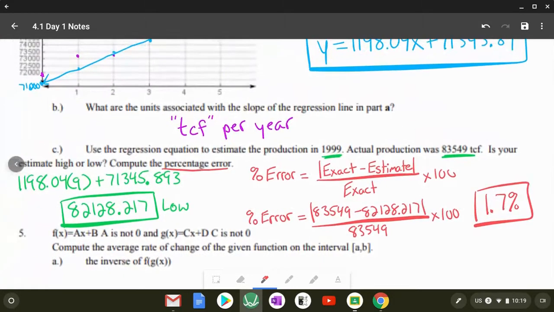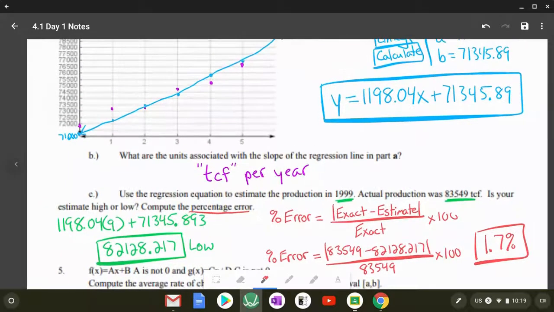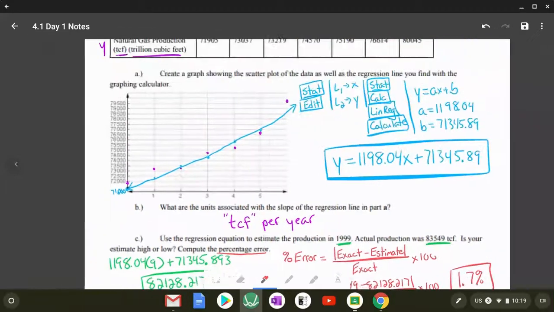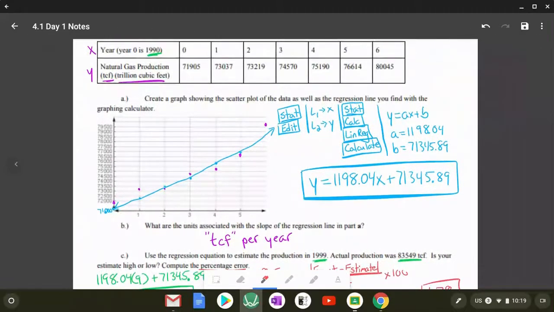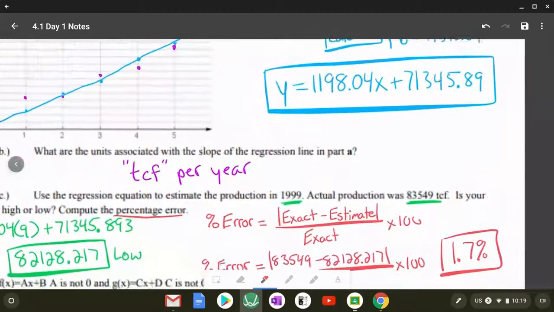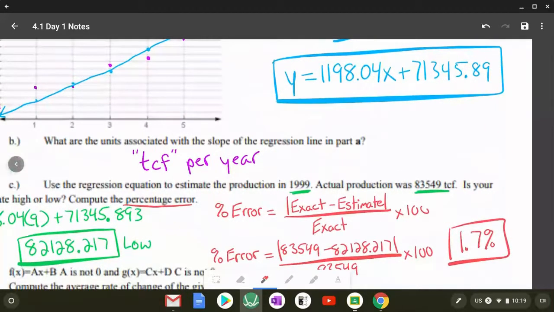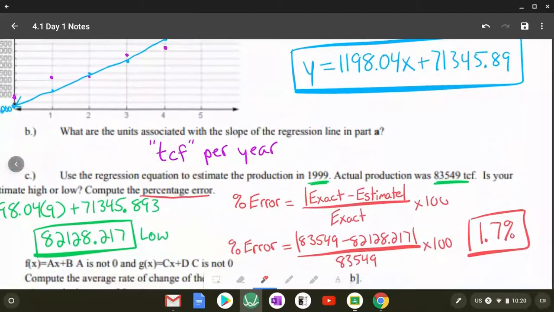Now, obviously, depending on what field you're in or what you're calculating, that could be good or that could be really bad. I mean, this is talking about natural gas production. So if you're 1.7% short, right, we were low, there might be a lot of problems with that depending on who's using this gas and what needs to be done with it. But in other cases, 1.7 might be pretty close. It might be a pretty good estimate. But that's the percentage error.